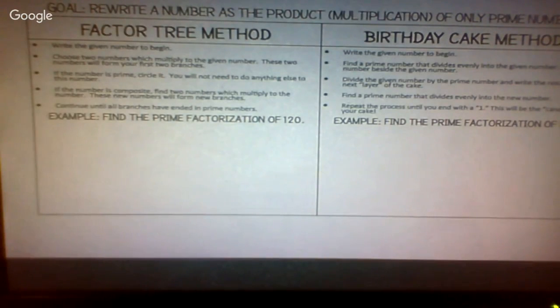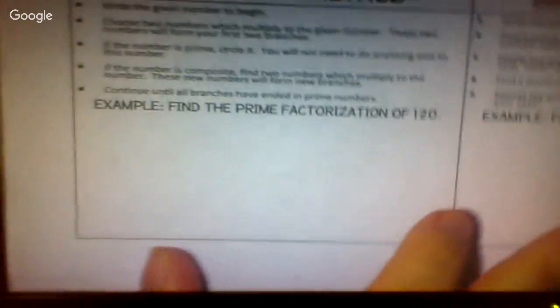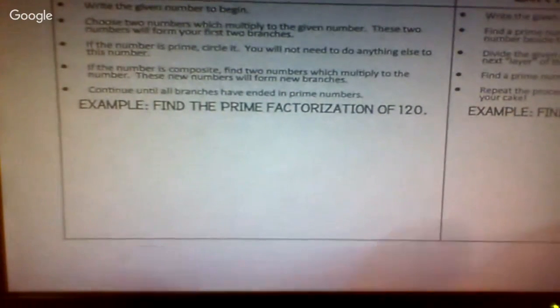You need to be able to do that in order to simplify radicals. So, we're going to do it the old school way, the way that you were taught, and then I'm going to teach you a new way how to do it. I don't care which way you choose. So I'm giving you the option. So we'll go old school, and then I'll show you the way that I do it. So old school, factor tree method. We're going to try to find the prime factorization of 120.